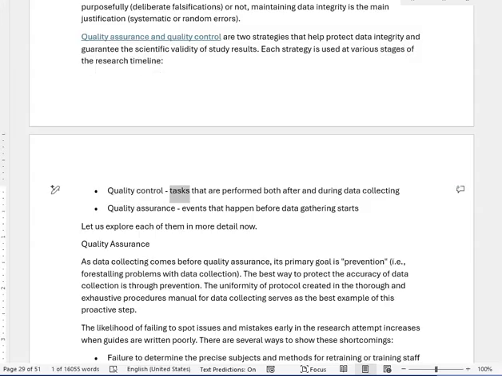Quality control, tasks that are performed both after and during data collecting. Quality assurance, events that happen before data gathering starts. Let us explore each of them in more detail now.